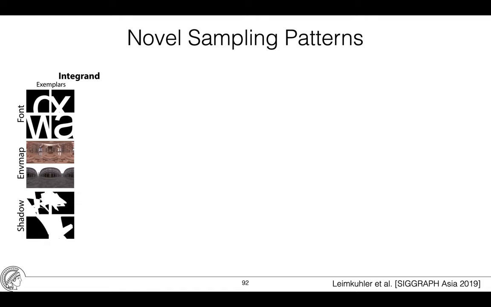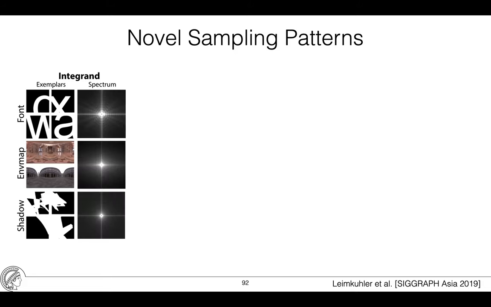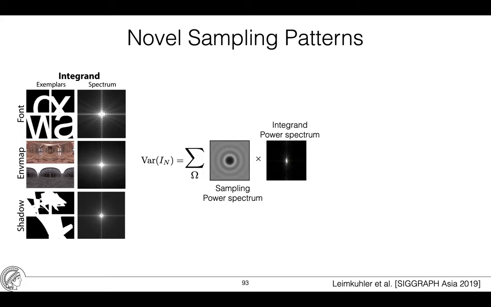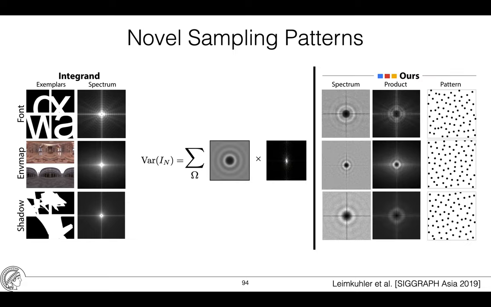Another interesting aspect of this work was to design novel sampling patterns depending on the class of integrands we are dealing with for integration. For example, here we have different classes of functions: the font class, environment maps, shadow maps. We compute the corresponding averaged power spectrum. From the theory presented earlier, we saw that for homogeneous or stationary point processes, the variance of the estimator is equal to the sum over the product of the sampling and the integrand power spectra. We give this as input to the loss function of the neural network and try to minimize this variance. The resulting power spectrum gives us sampling patterns which are close to optimal for these classes of functions.